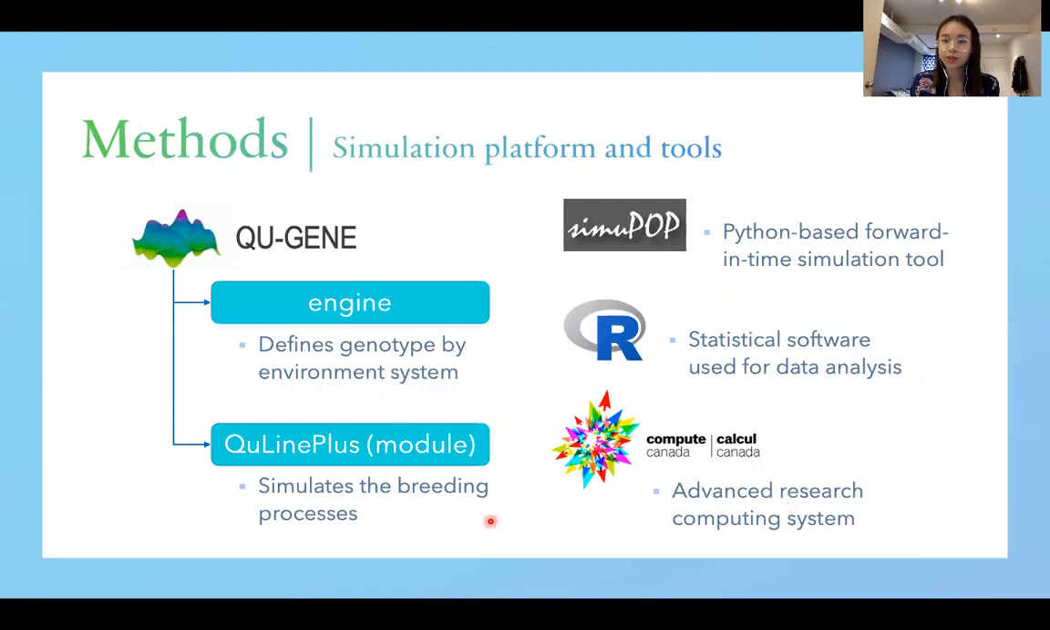So here are some of the simulation platforms and tools that I use. So the first is QGene, which consists of an engine and a module. I also use SimuPop, which can be used to simulate populations with a certain amount of linkage disequilibrium. R is used for data analysis, and Compute Canada I use for running the simulations as they can be quite computationally demanding.